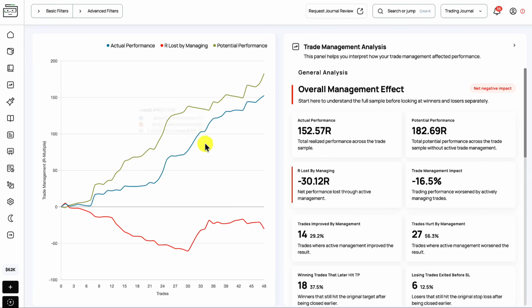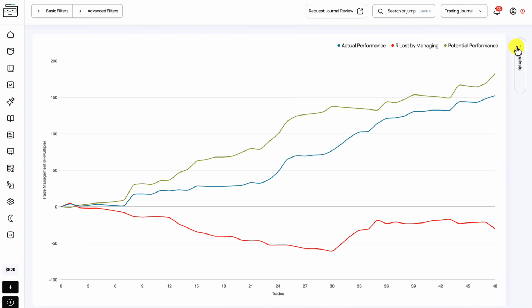Let's first look at the left side. This is the graph. We can hide the right statistic panel here. And as you can see, we have three different line graphs: actual performance in blue, potential performance in green, and R lost by managing in red. As it says here R and here R multiple, it means that all of this is referring to risk multiple, or R multiple. Let me show you in 1 minute what this means.